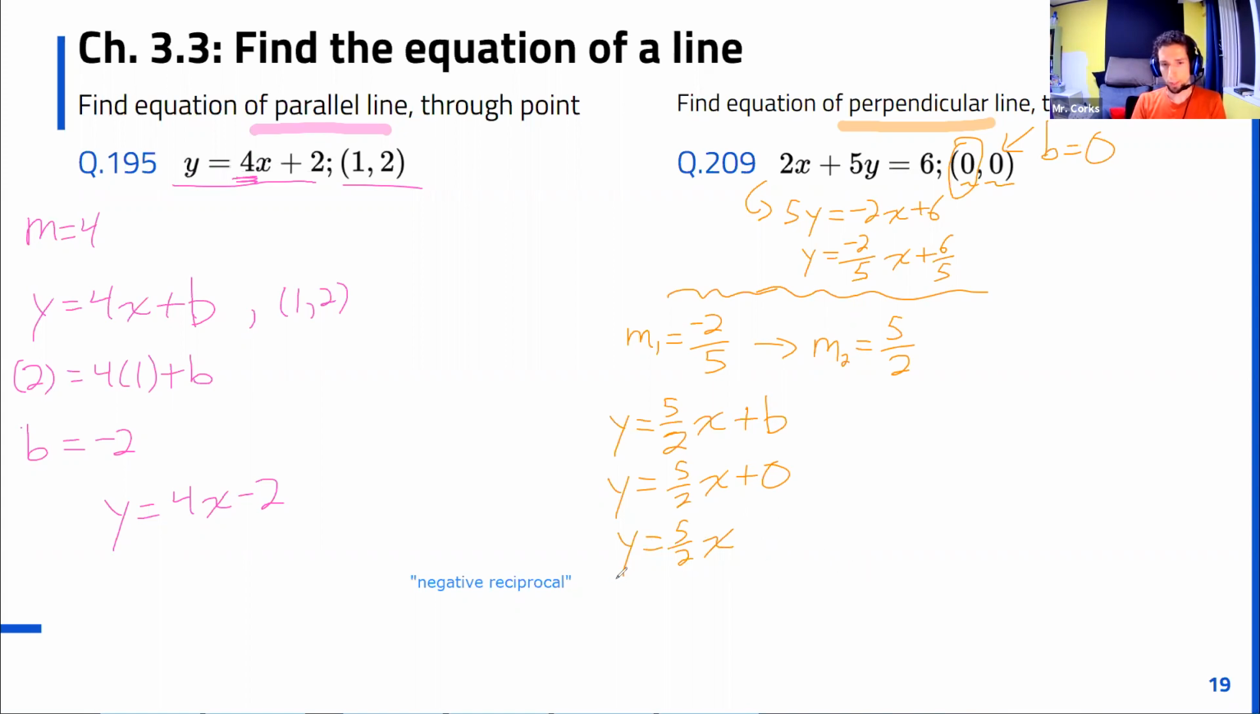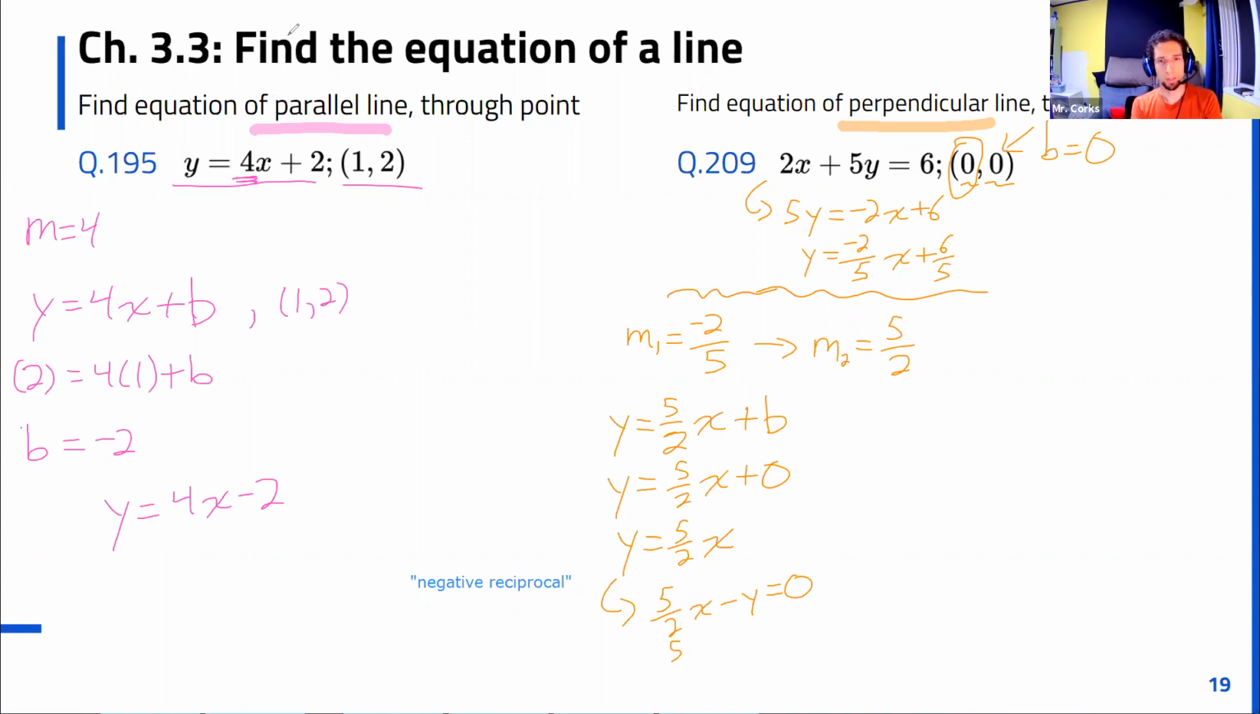If we were to convert this to standard form, just for fun here, we would get 5/2x minus y equals 0. And then we don't like fractions with standard form here. So we would get 5.